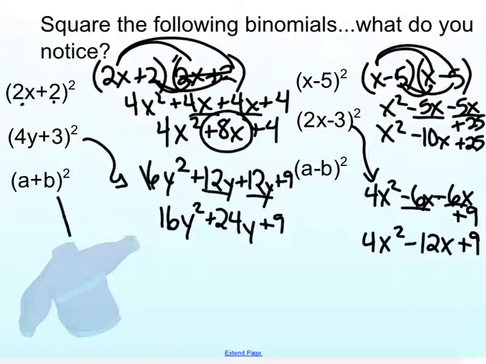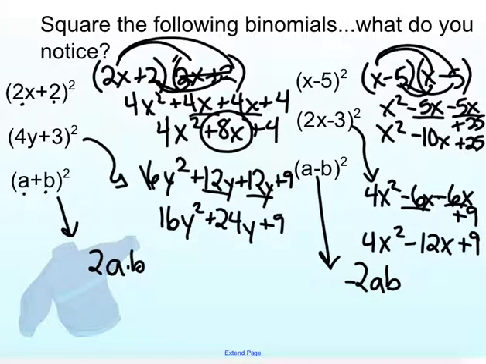So if we are looking at this more general one right here, that middle term is going to be term times term, so a times b, and then we always have 2 of those, so we end up with 2ab. So in this case right here, we would get a times negative b, so negative ab, and we have 2 of them, so negative 2ab.